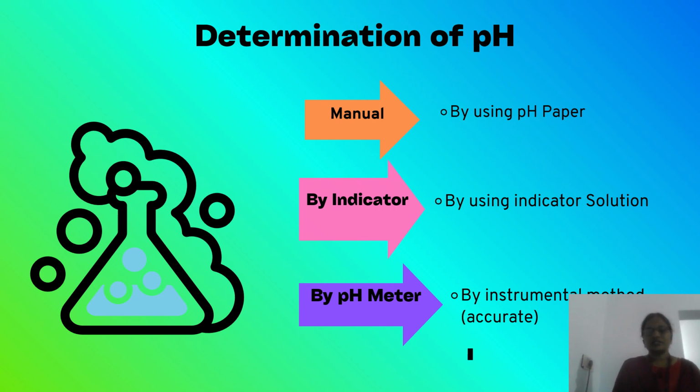The third method is by using the pH meter. This is the instrumental method. With it, we get exactly the pH of our unknown solution.